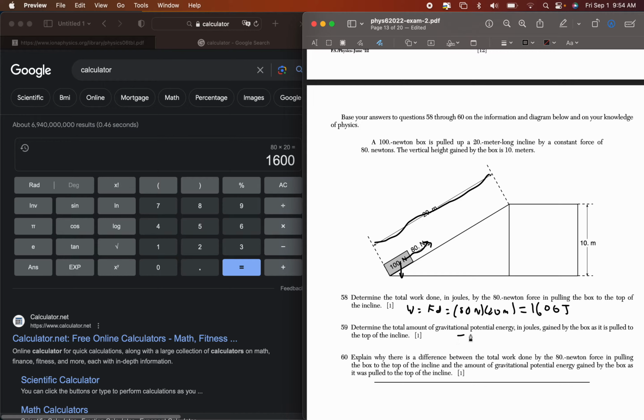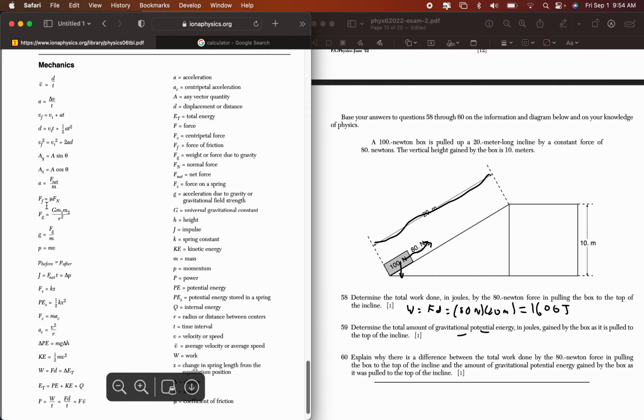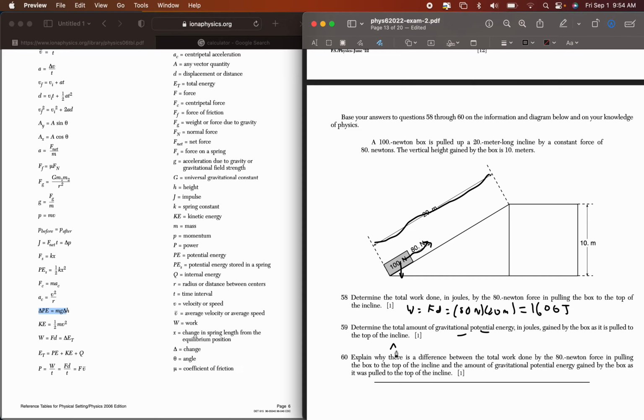Determine the total amount. Okay, so now they ask for the potential energy. So potential energy is equal to, where's the formula here? Right here, mg delta h, right? So the change in potential energy is equal to mg delta h, which is equal to the weight. So mg is the weight. What's the weight of the object? 100 newtons.